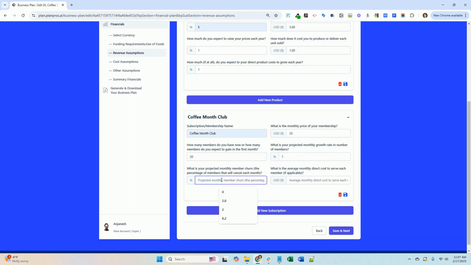Churn rate's also important. What is the percentage of people you're going to lose? Let's say we're going to lose 0.2% churn rate, so we're growing by 1% per month. We're churning 0.2% a month. You're going to see how that grows over time.